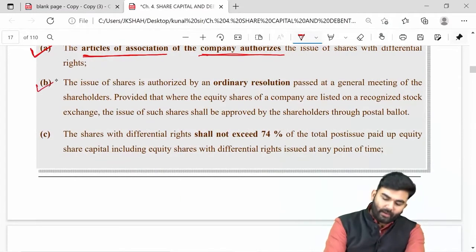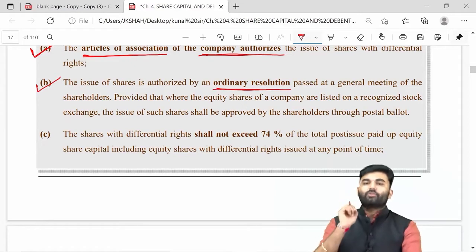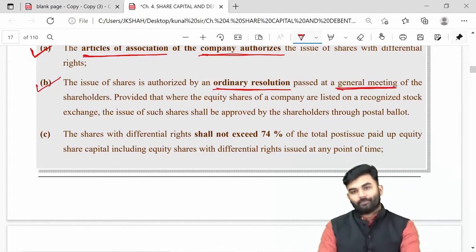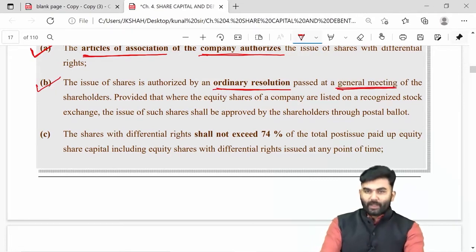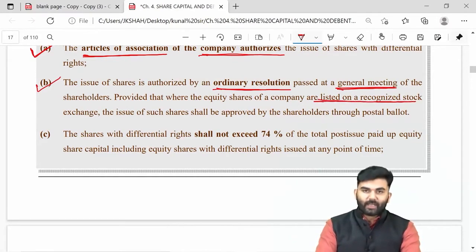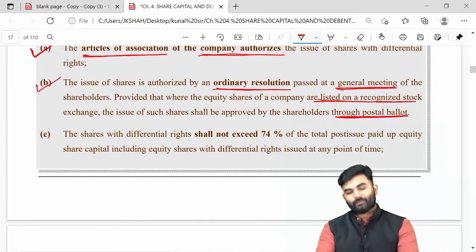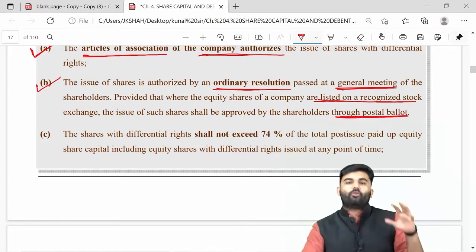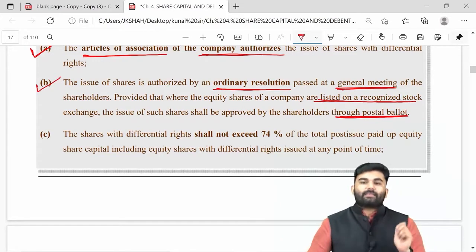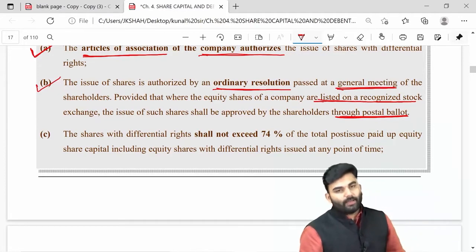The company needs to pass an ordinary resolution by calling a general meeting. But wait. If the company is a listed company, then such companies will have to pass an ordinary resolution through postal ballot. So normal companies pass an ordinary resolution by calling a general meeting, whereas a listed company will have to pass an ordinary resolution through a postal ballot.